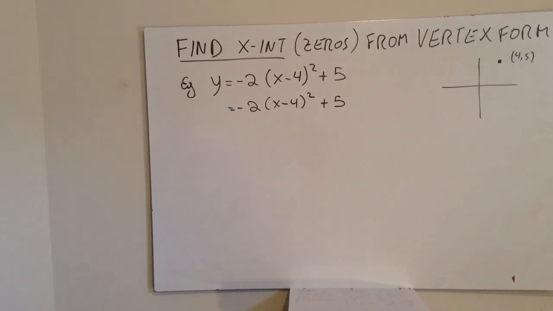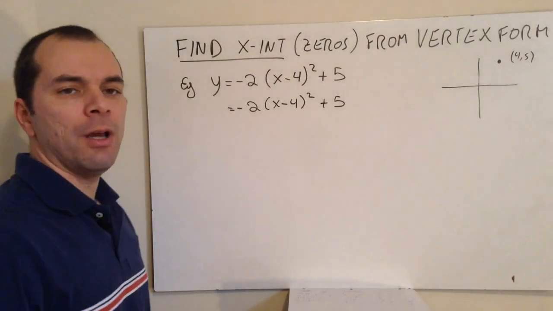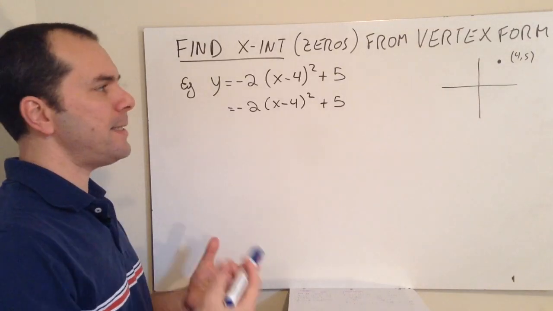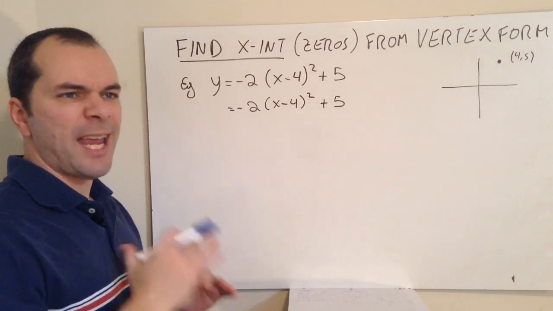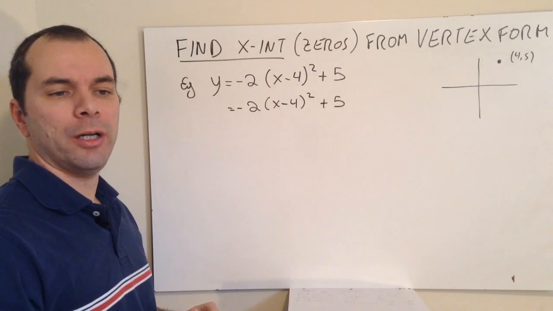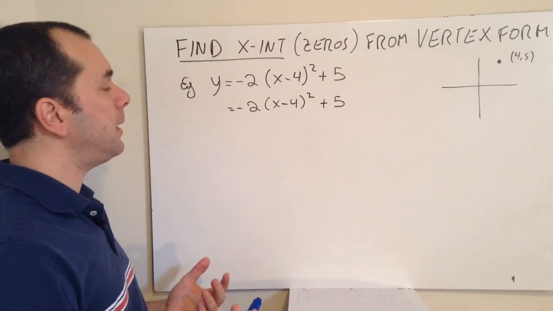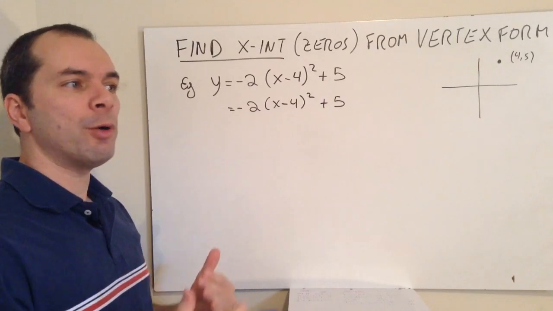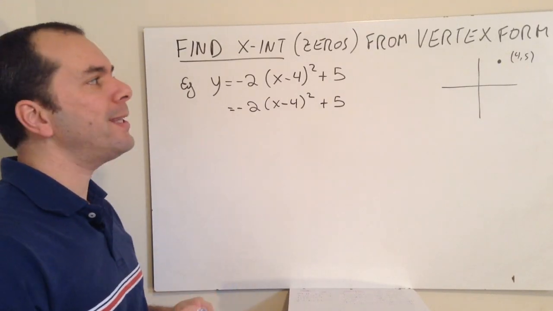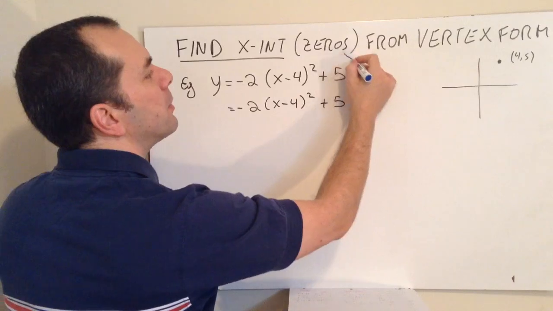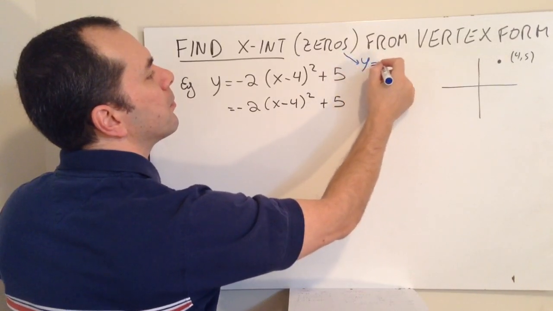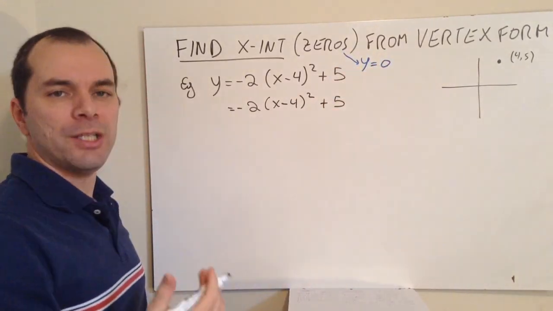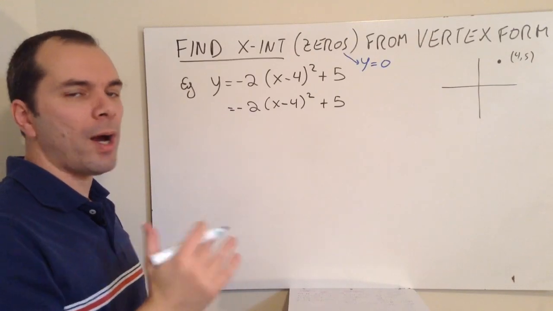Finding x-intercepts or zeros or roots from vertex form. Actually, this is the same procedure as finding any kind of height on a parabola. But in this case, because they say to find zeros, what do we know about all x-intercepts? Well, we know that y is equal to 0. So when they say find the zeros, we need to set y equal to 0.